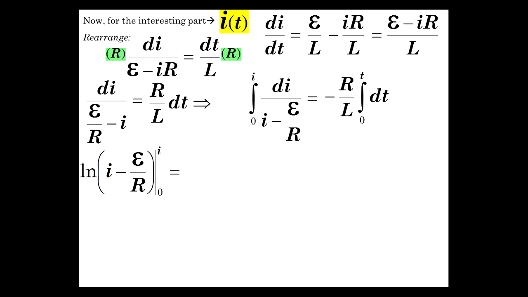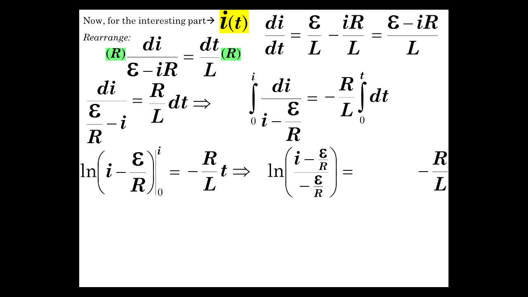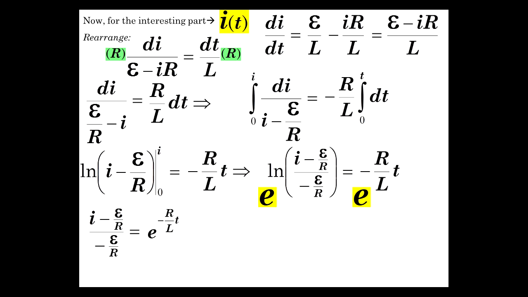So that's natural log of I minus EMF over R equals minus R over L t. And let's go ahead and do natural log of I minus EMF over R, over minus EMF over R, equals minus R over L t. Let's e both sides, and we have this result. And now we're just going to multiply both sides by the minus EMF over R. So there we have this part.